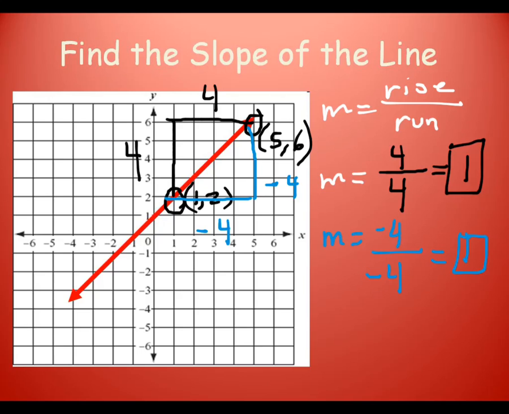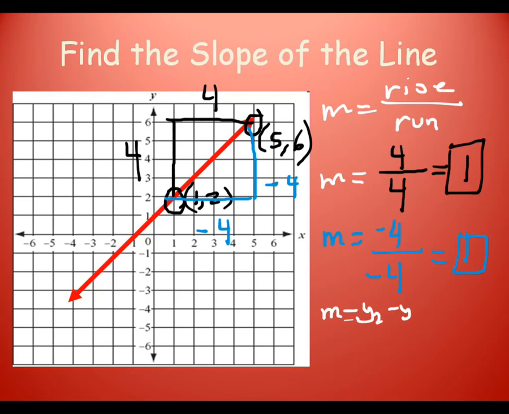Positive 1 because it's negative divided by negative. I get the same thing. See? So it doesn't matter which way you go, you should get the same answer. And I know the number I should get should be positive because it's an uphill slope or uphill line. The third way you could find slope, if you wanted to, is you could use the actual slope formula.